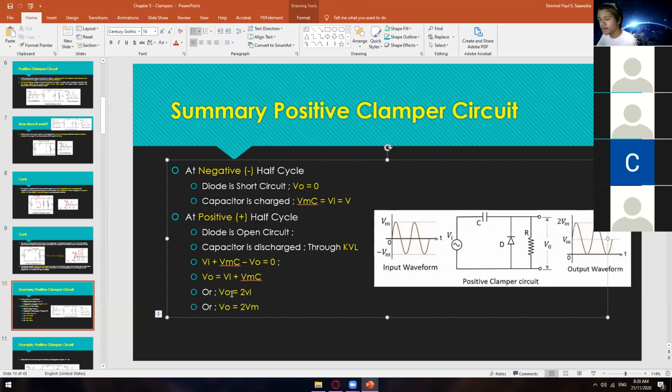So V sub O is equal to twice V sub I. So why twice V sub I? Because as always, V sub I is equal to V sub C. Well, this is only the case for positive and negative numbers. But if it's a bias clamper, then that is now not the same as this one. Not twice anymore, but sometimes twice minus the bias voltage or twice plus the bias voltage, depending on the circuit.